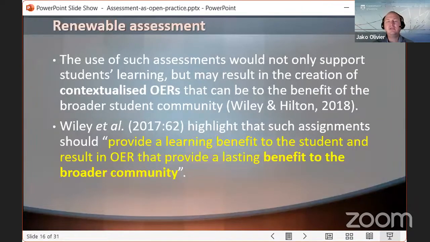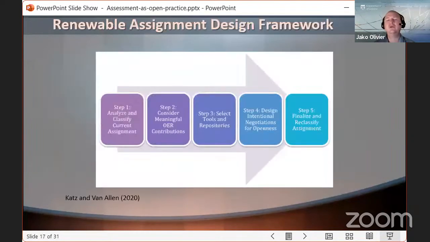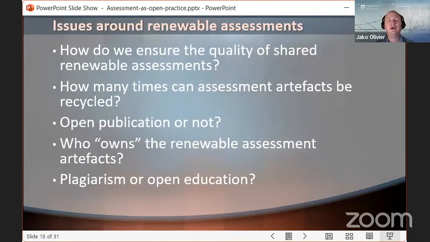So these assignments, the assessments, should provide a learning benefit to the student and result in OER. Katz and Van Allen show an interesting approach to localizing and then moving towards a renewable assignment. So it might be an interesting read to look at how they suggest, but I will show you how I would suggest we approach that in a moment. Important questions we need to ask ourselves at this point. Say you are a teacher and you want to implement renewable assessments.